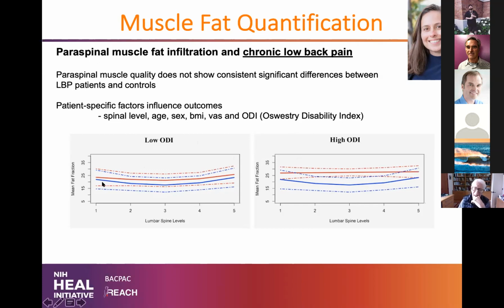You can see the blue line here are the controls, and the controls are the same in both groups. The red line here is patients with low ODI, and here patients with high ODI. You see across all lumbar spine levels that the patients with high ODI had significantly increased mean fat fraction, as you can see on the y-axis.